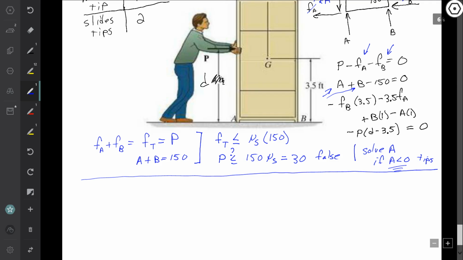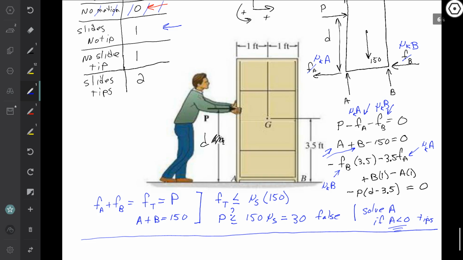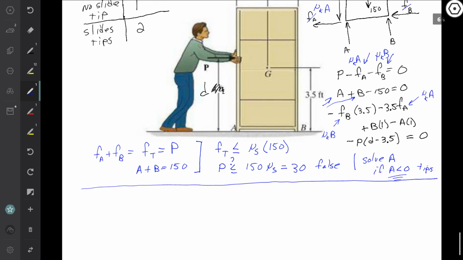This guy here is mu k A. This one is mu k B. And then similar down here. So this is going to become mu k B, and this one is mu k A. Now, because I am not solving for the friction forces, I better know what direction they go, and I think it's pretty obvious that they both go back to the left.